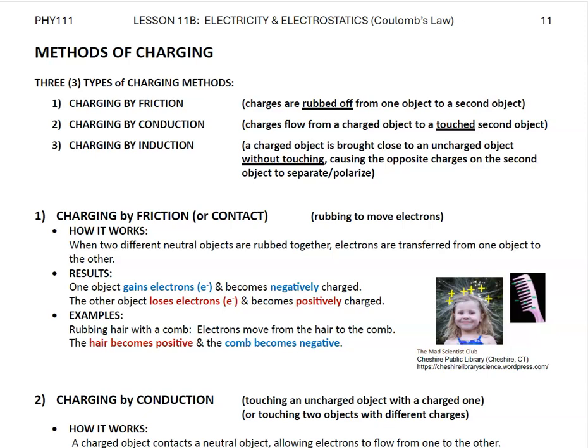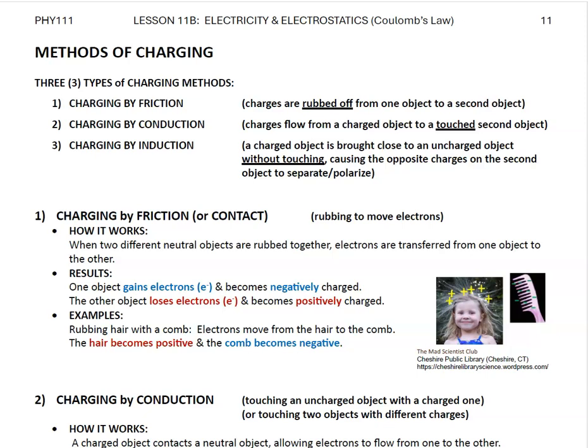And we have three basic ways of doing this: charging by friction, charging by conduction, charging by induction. And charging by friction is probably the easiest one to understand. This is literally just taking two different objects made of two different materials, rubbing them together, and one of them steals electrons from the other. So one becomes negatively charged and one becomes positively charged. And we'll go over each of these.